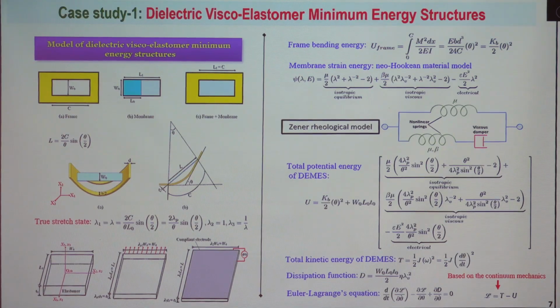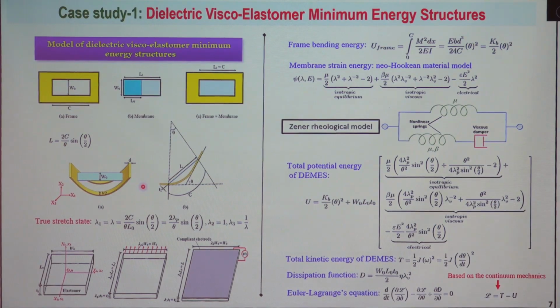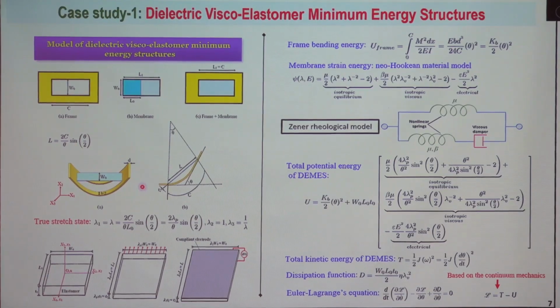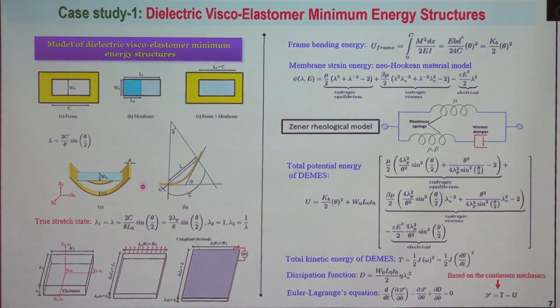So for that, basically, we need kinetic energy. For the kinetic energy of the system, a very crude assumption we have taken. We directly consider it as half I omega square for the entire structure. For the membrane part, we have neglected it. If we consider the membrane kinetic energy also, it will be a very, very complicated expression. But what we have considered here is that the membrane is very, very thin as compared to the frame. So we can neglect the kinetic energy of the membrane in comparison to the frame. So that assumption we have considered.